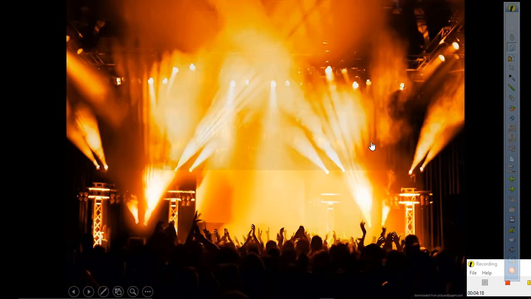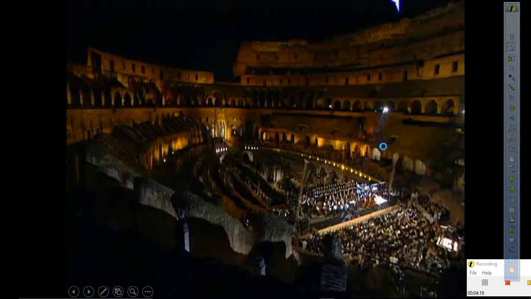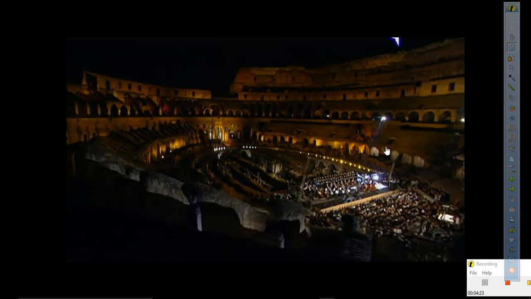So we get there, and all of a sudden, the concert starts to begin. We hear the music and introduction, and here we go.